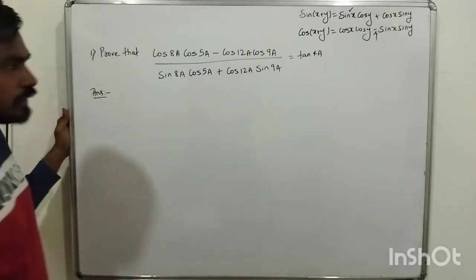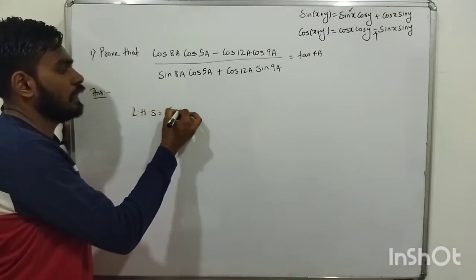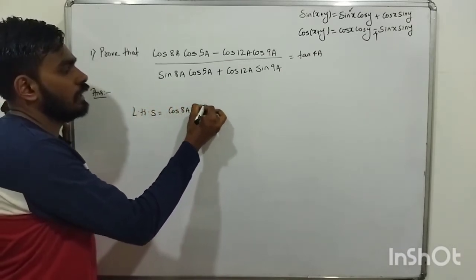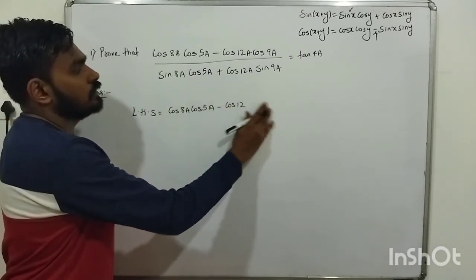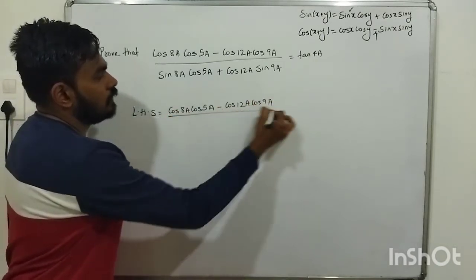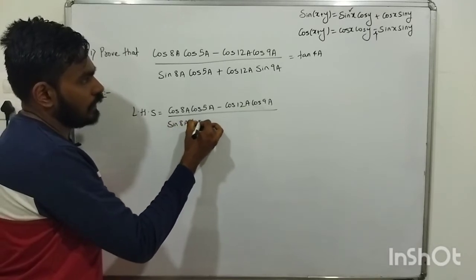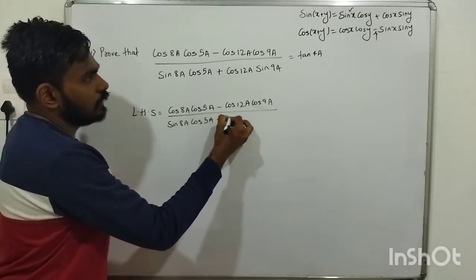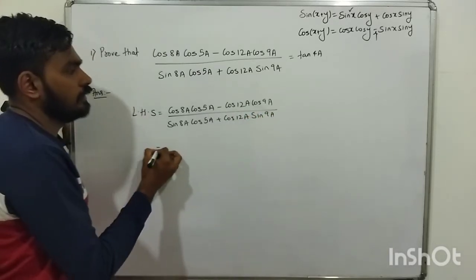First thing, LHS is equal to cos 8a into cos 5a minus cos 12a into cos 9a upon sin 8a into cos 5a plus cos 12a into sin 9a.